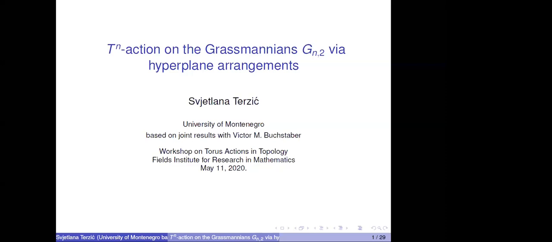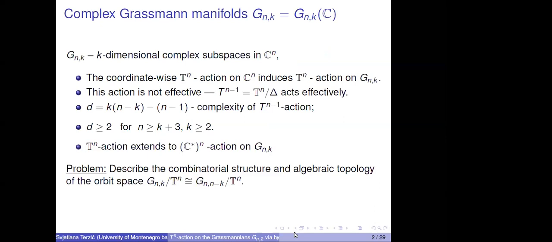Our recent approach, based on my joint work with Victor Buchstaber, describes how one can try to describe the orbit space of the Grassmannian G_{n,2} under the action of the compact torus using a hyperplane arrangement that naturally appears here. In general, we have the following situation. We consider complex Grassmann manifolds G_{n,k}, which are k-dimensional complex subspaces in C^n.